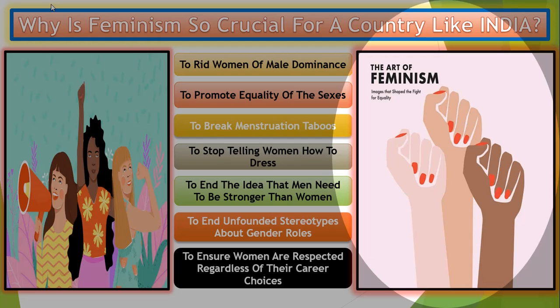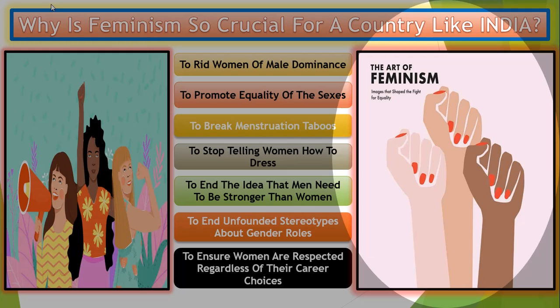Now move on to the sixth point, to end unfounded stereotypes about gender roles. India needs feminism because even professions and family roles have been stereotyped based on gender. For example, professions like engineering, aviation and military are considered masculine, and professions like teaching, fashion, designing and homemaking are considered feminine.